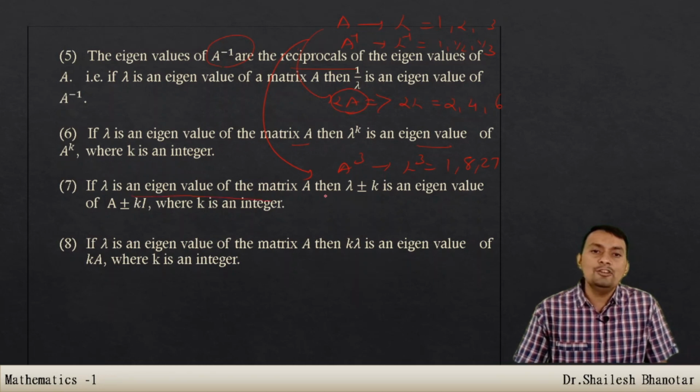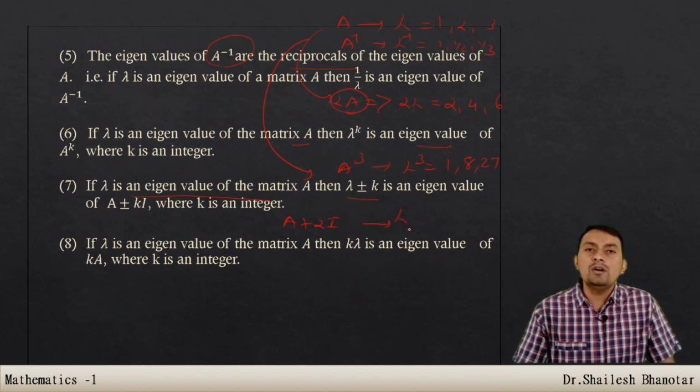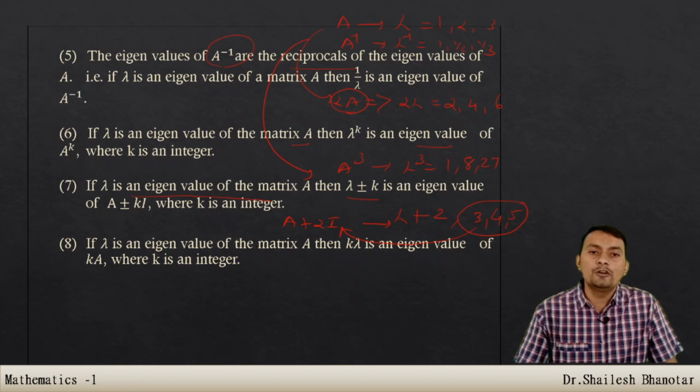If lambda is an eigenvalue of the matrix A, then lambda plus or minus k is an eigenvalue of the matrix A plus or minus kI. If I say this is A plus 2I, what will be the eigenvalues? The eigenvalues of A are 1, 2, 3, that means lambda, and then I have to add 2. So 1 plus 2 is 3, 2 plus 2 is 4, 3 plus 2 is 5, and those will be the eigenvalues of this matrix.